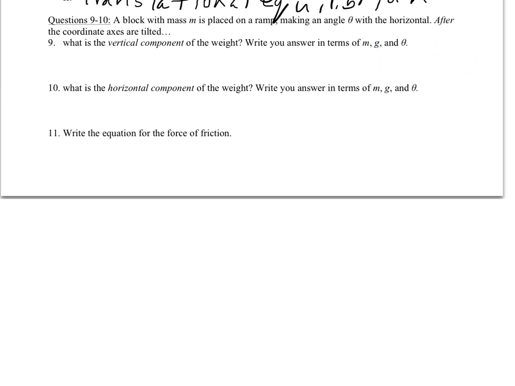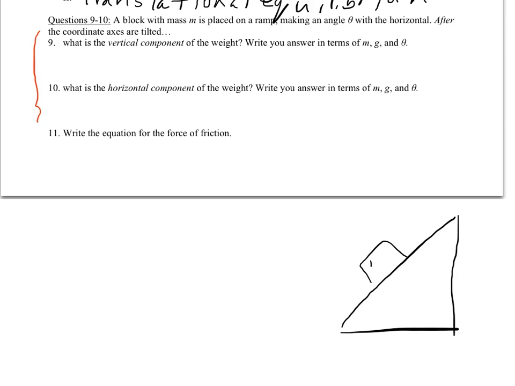Okay, for questions 9 and 10, so that's these two. A block with mass m is placed on a ramp making an angle theta with the horizontal. I've left some space down here so I can draw this. So our block of mass m is placed on an angle theta. And it says after the coordinate axes are tilted, so let's draw them tilted.